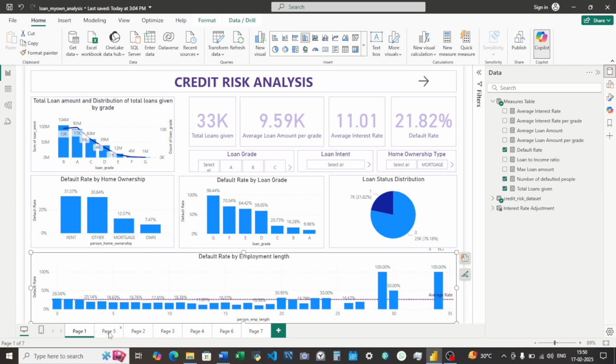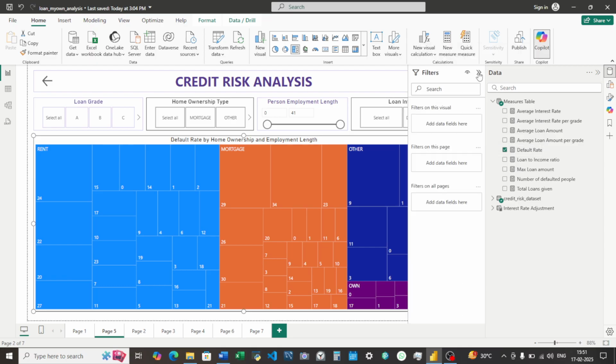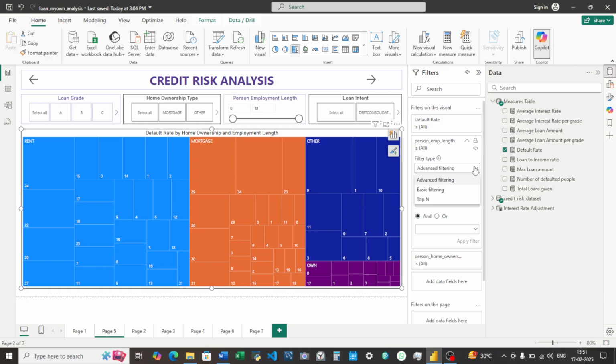For a more meaningful visual, you could see the default rate by home ownership and employment length visual over here. Look at this tree map, wherein you could see the major chunk belongs to the rent people, because those are the people who defaulted the most, and then mortgage and others and own. In this, you could also filter out certain employment lengths, because those are the anomalies.